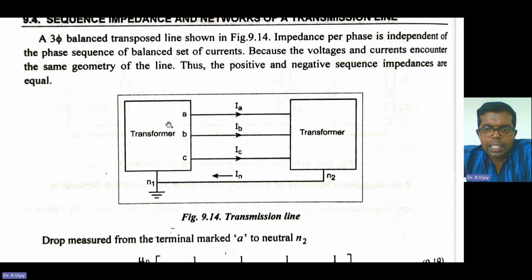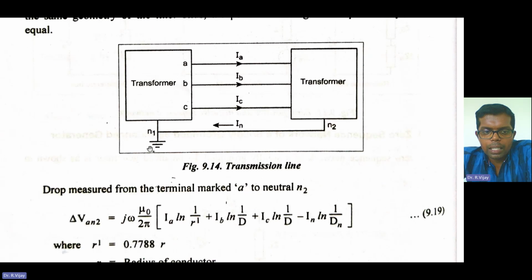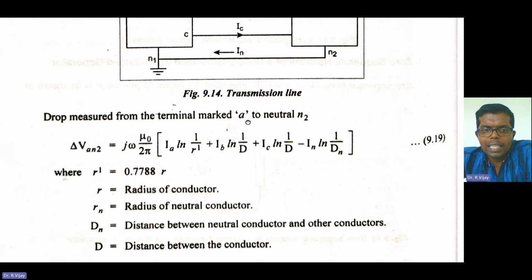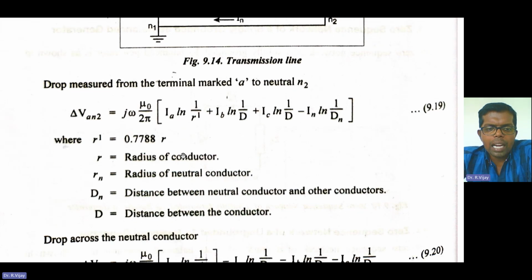Here there are two transformers. The current between the first and second transformer is IA, between B is IB, between C is IC, and the neutral current is IN. Say, for example, here it is grounded. The drop measured from terminal A to neutral N is given by this equation, which we have formulated. Similarly, you take down this equation.